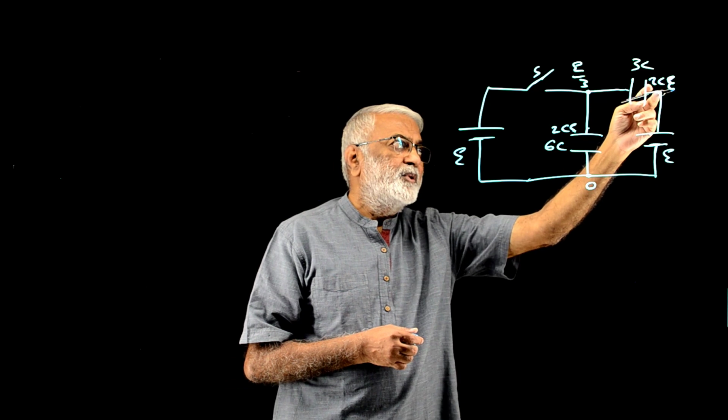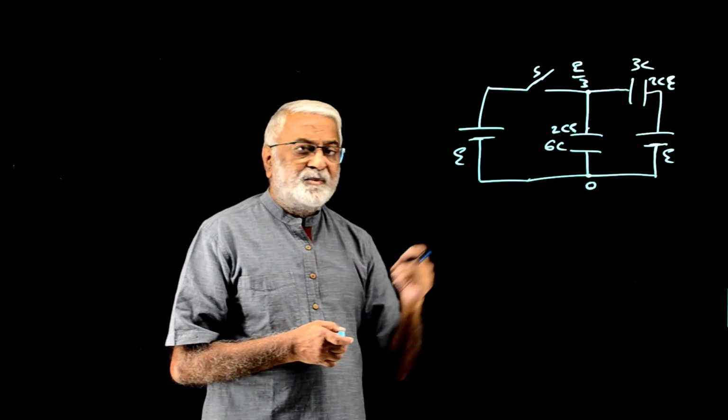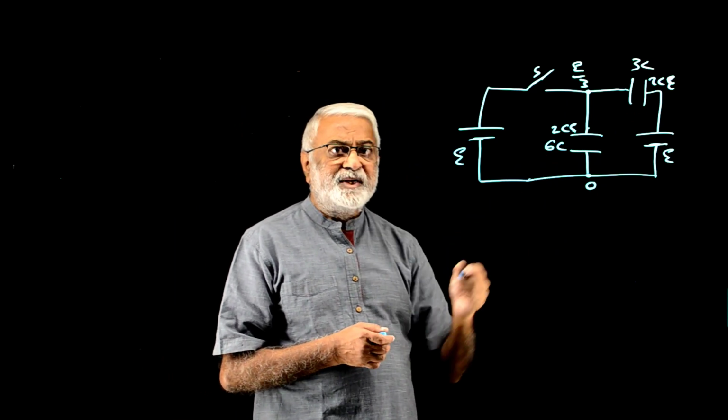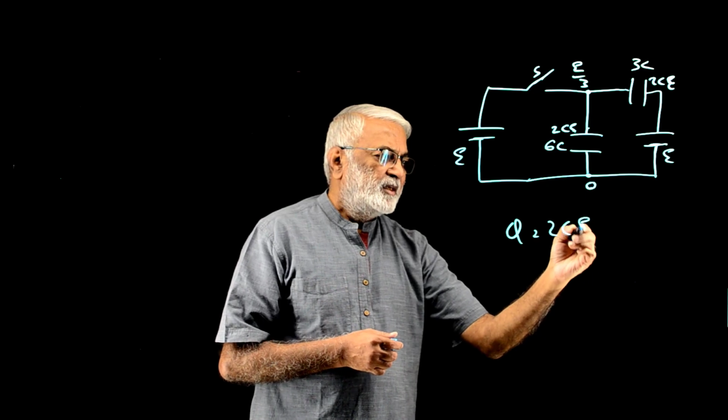This plate is at E volt. This is E by 3. So that's 2E by 3 into 3C. That comes to 2CE. So we got everything that we need to know. So the charge on the plates is 2CE. I marked it here.